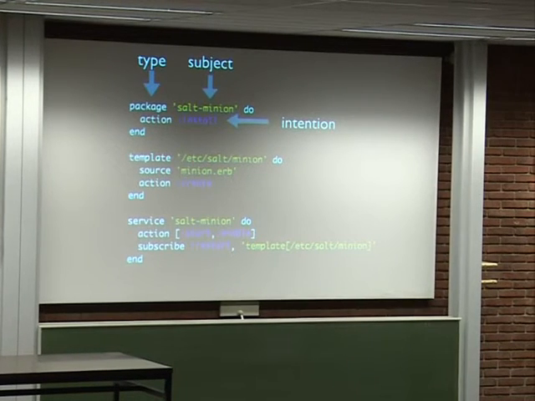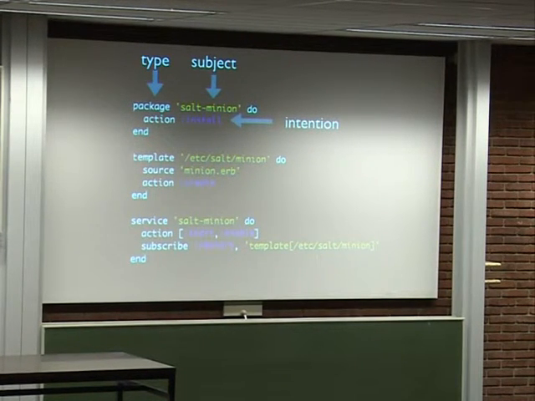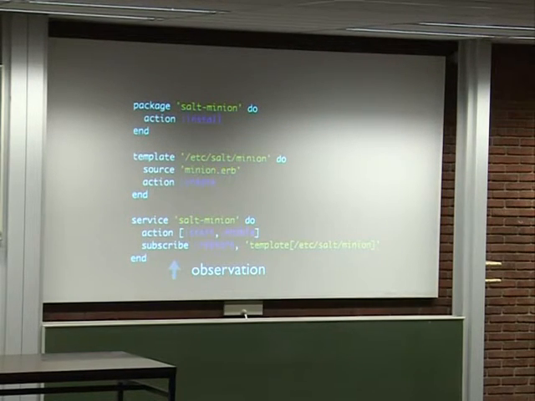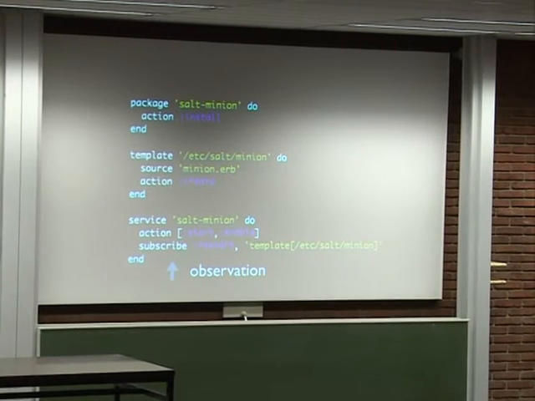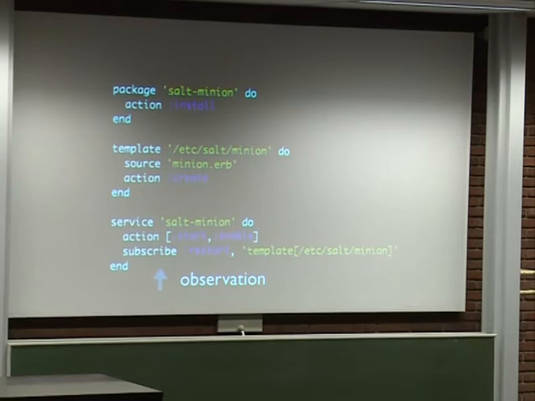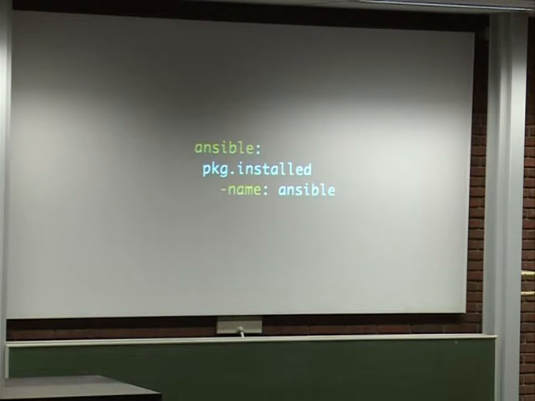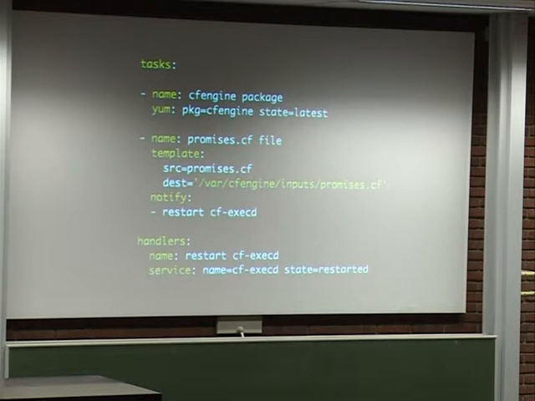Again, package, subject, intention, exactly the same. The DSL is doing the same things across all the languages. Again, observation: agents observing each other. So the service can actually subscribe to the template, to see if it gets repaired, I need to restart the service. Here's some Salt. Again, type, intentions, subject. And then Ansible. Again, same stuff.